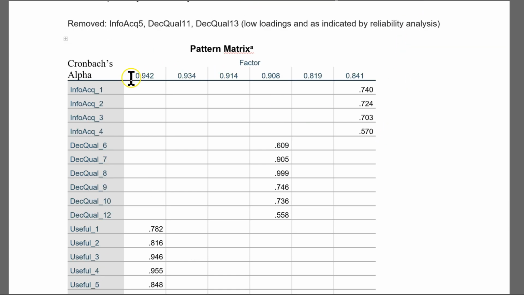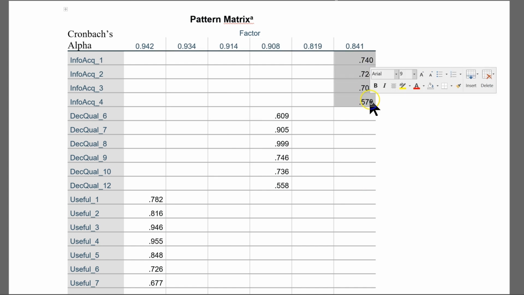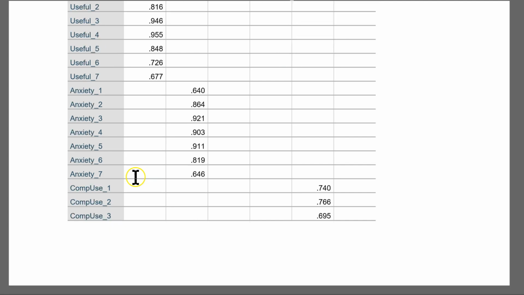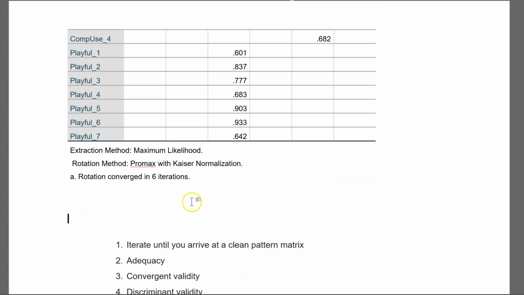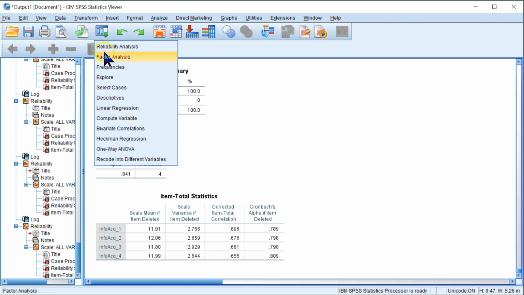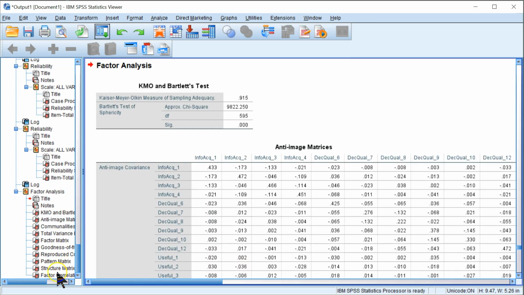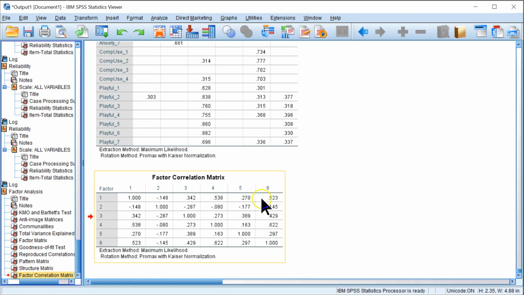All right, so now we have our Cronbach's alpha, which demonstrates reliability. We have our EFA, which demonstrates convergent validity, loadings on a single factor, and discriminant validity, no cross loadings. So we're good. We may also want to report our correlation matrix, so let's go grab that. Let's just go back to our factor analysis and run it again, and jump straight down to the factor correlation matrix. There it is. Copy this and paste it.